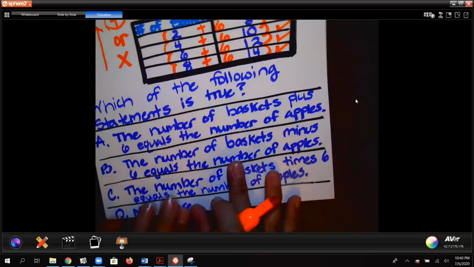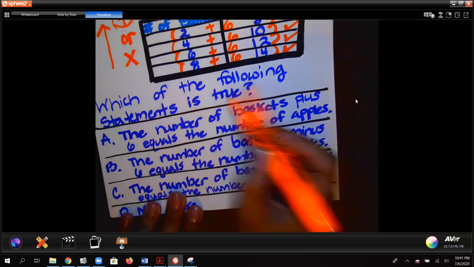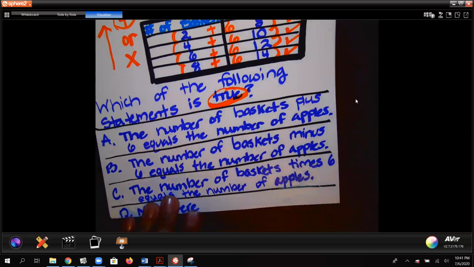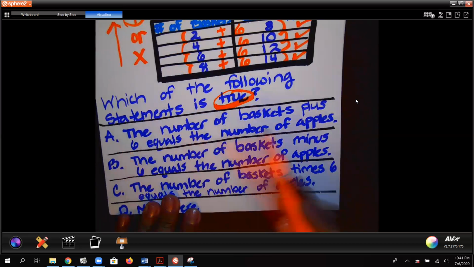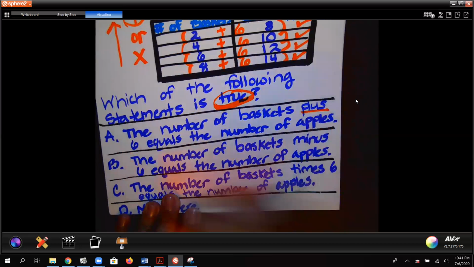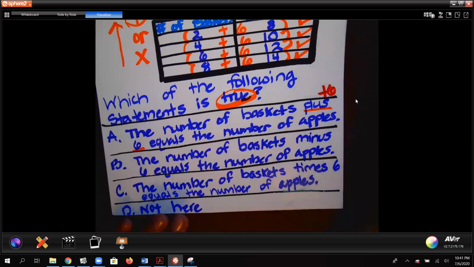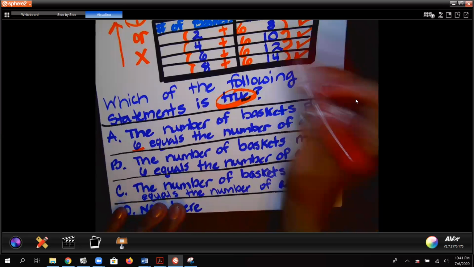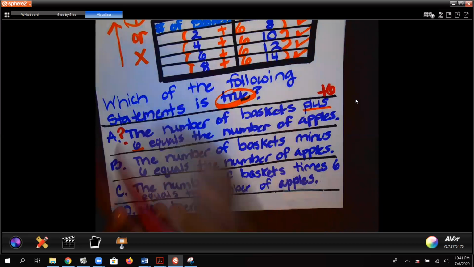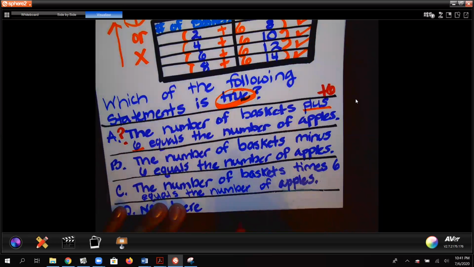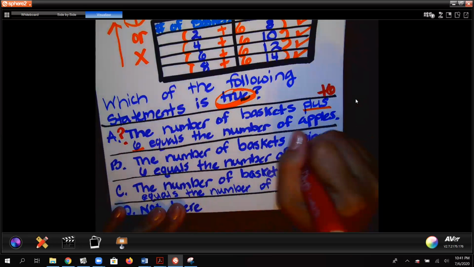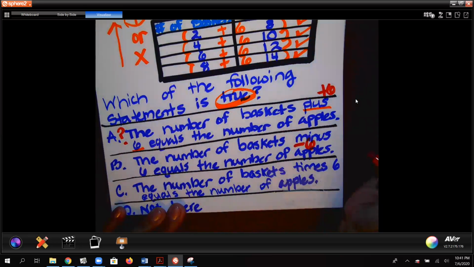So now let's look at the answer choices to see which one is true, because that's what it said. Which of the following statements is true? A, the number of baskets plus 6 equals the number of apples, which is what we got, isn't it? We got plus 6, so question mark. But we should check all of them just to make sure. B says the number of baskets minus 6 equals the number of apples.